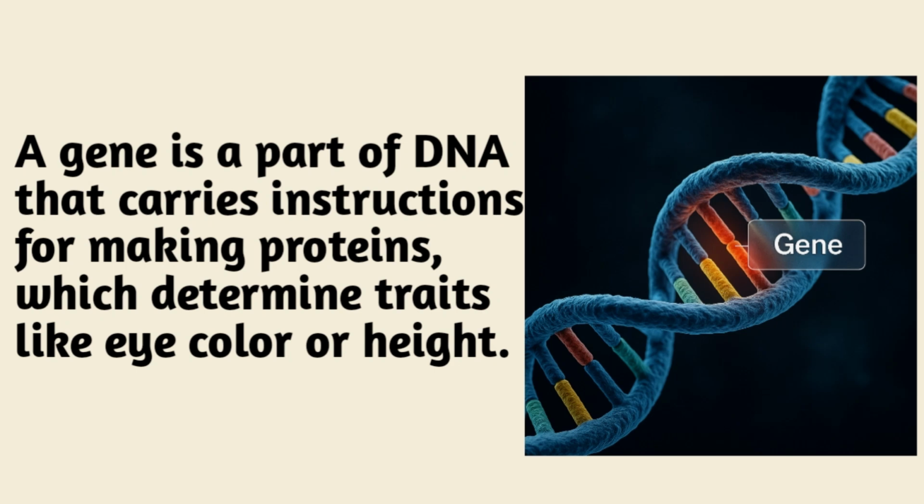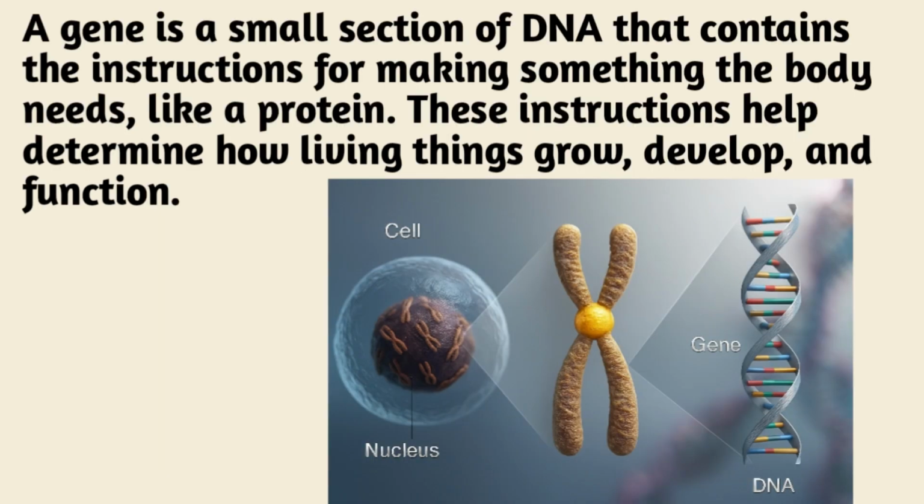A gene is a part of DNA that carries instructions for making proteins, which determine traits like eye color or height. A gene is a small section of DNA that contains the instructions for making something the body needs, like a protein. These instructions help determine how living things grow, develop, and function.